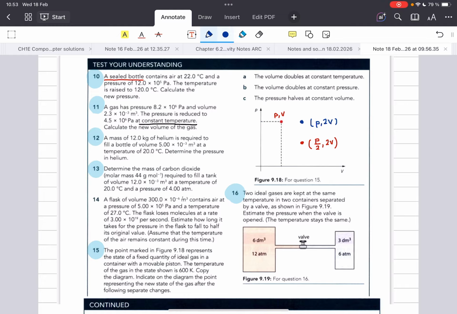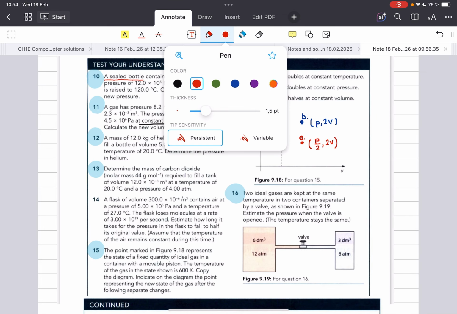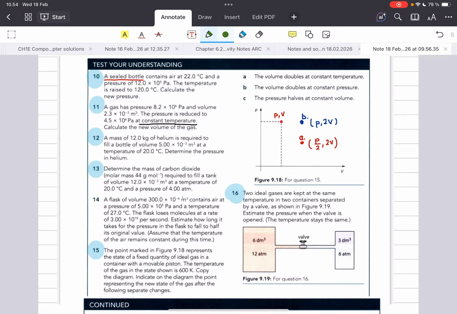So let's say this is B and this was A. And let's choose a different color so we can do C. I'll choose green now. It says the pressure halves at constant volume. Well, that's easy. So the pressure halves here at constant volume. So this is C. Okay?